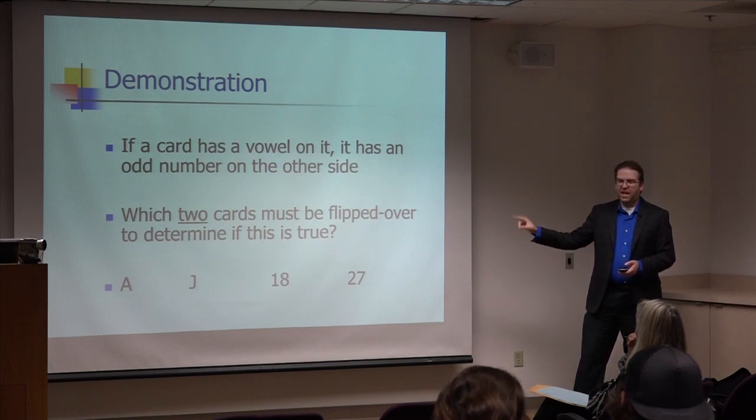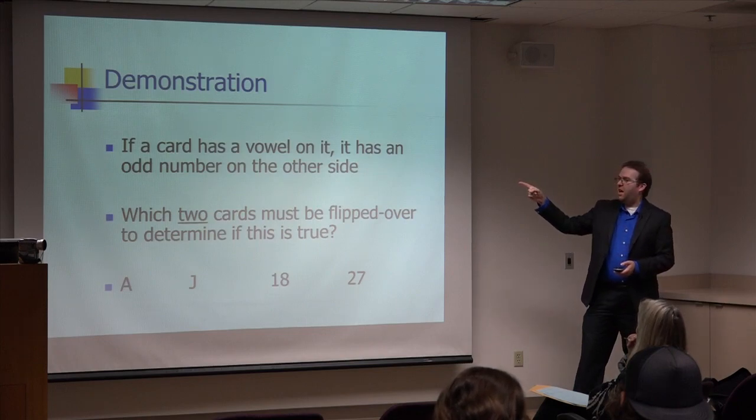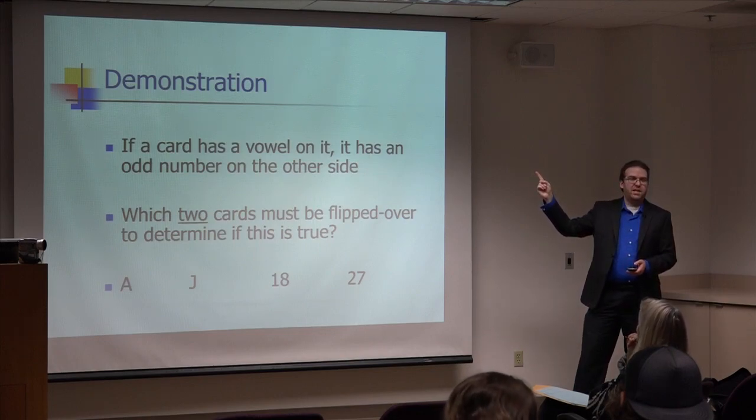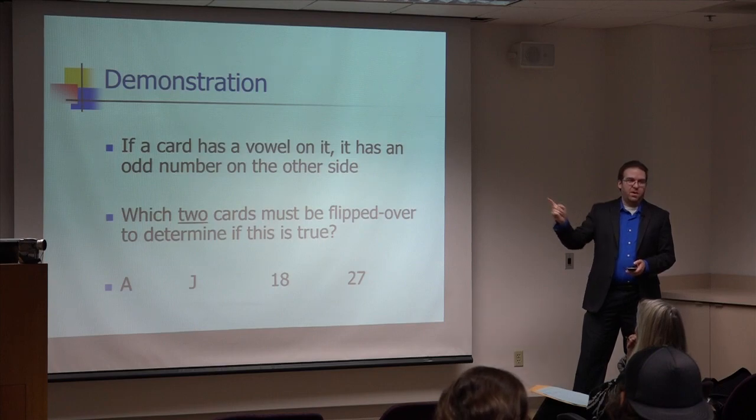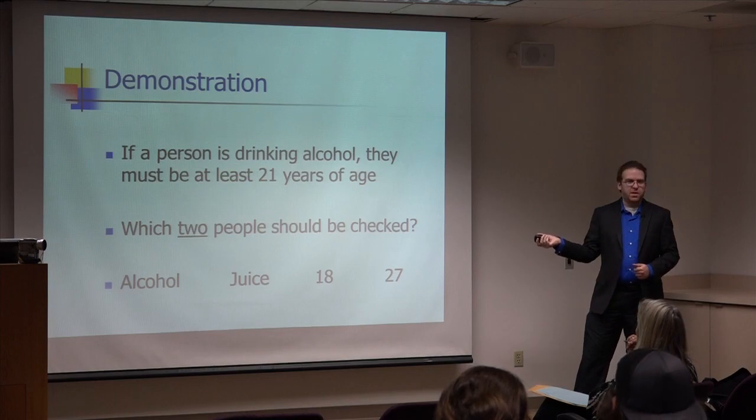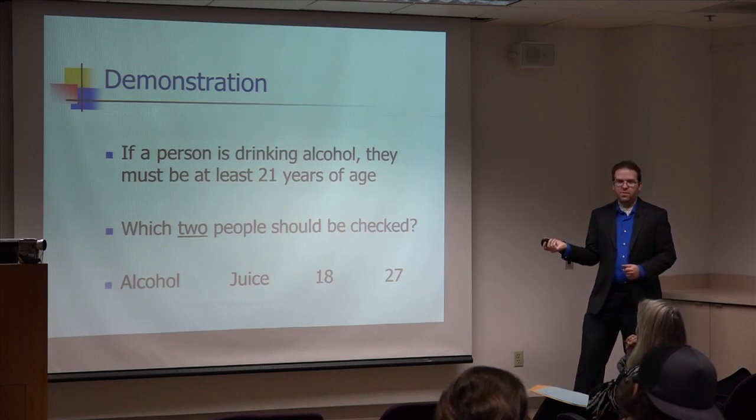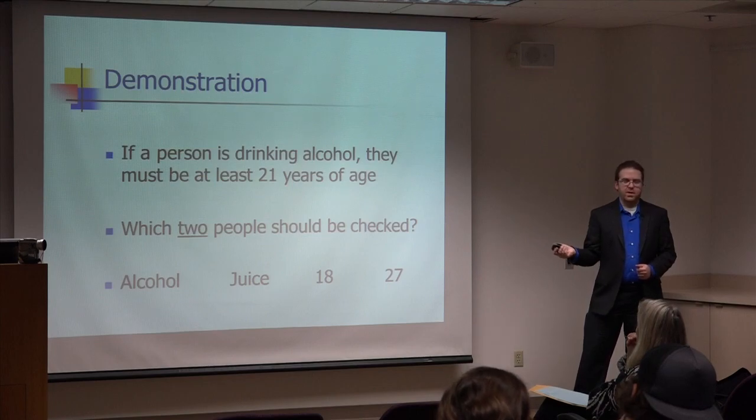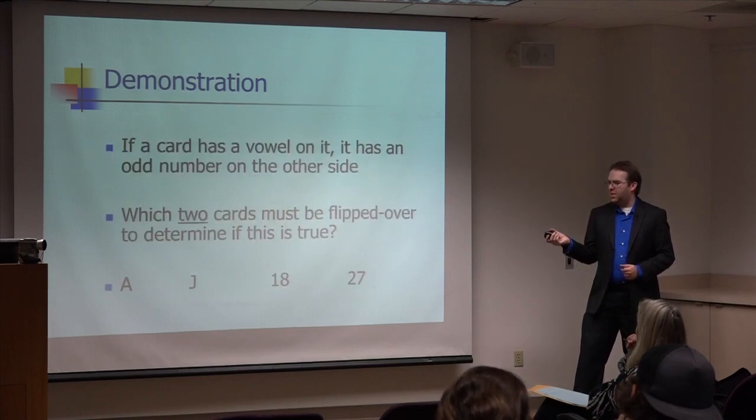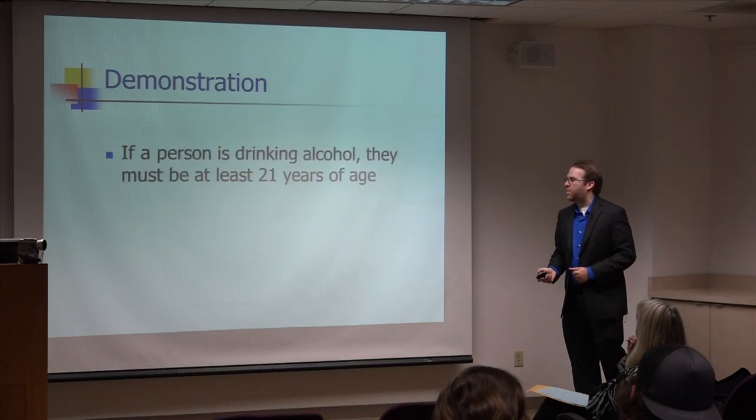The 27, it actually doesn't matter what's on the other side of it, right? It doesn't say if it's an odd number, it has to have a vowel. It says if it's a vowel, it has to have an odd number, right? And so these are really the same question, but people do much better when it's asked in this way, right? When they're asked about the alcohol, juice, 18, 27, people do much better on this question. When they're asked with this A, J, 18, 27, there was actually only one person who chose the 18, right? People do much worse on this question when it's asked this way.